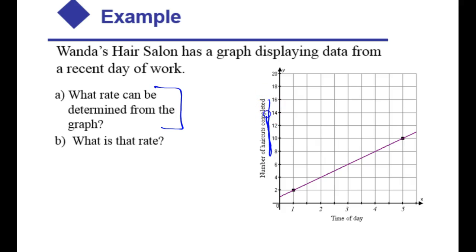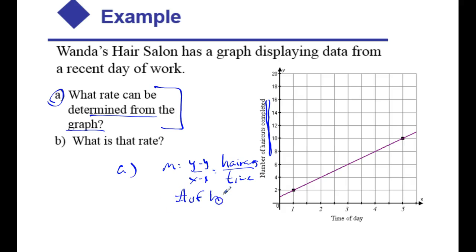So I would look here on the ledgers. The y, if I know that slope is change in y over change in x, then I want to talk about the y's first. And it looks like the y's is the number of haircuts, and it looks like the x's is the time of day. So I would say, to answer part A, I would say something about what's determined from the graph. I can determine the number of haircuts per hour. Haircuts per hour. So then part B is saying, well, what is the number of haircuts per hour?